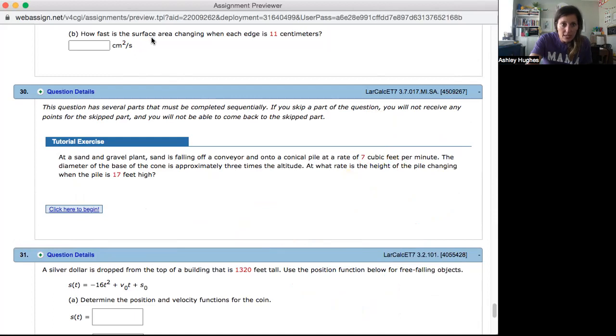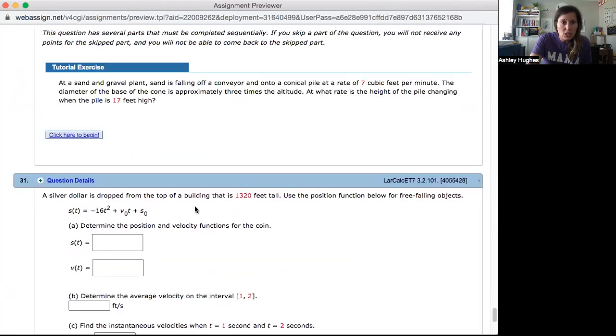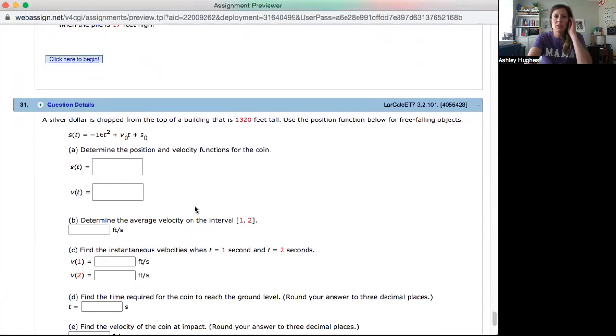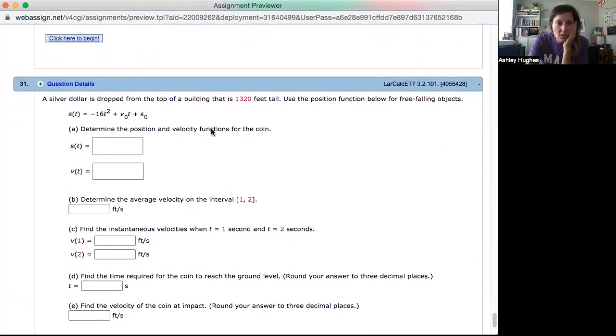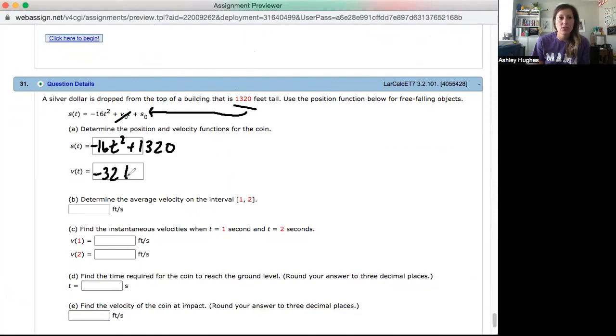Last one, hooray! Okay, a silver dollar is dropped from the top of a building that is 1320 feet tall. Use the position function to determine the position and velocity function of the coin. So its initial velocity is 0 because it was just dropped, so that term goes away, and this initial position s naught is 1320. So that goes here: -16t squared plus 1320. The velocity is just the derivative of this, so it's -32t.